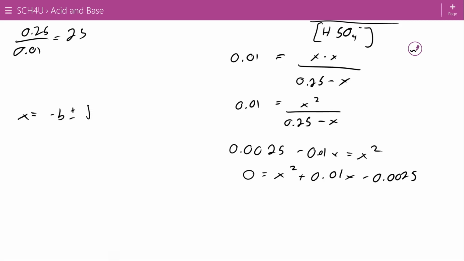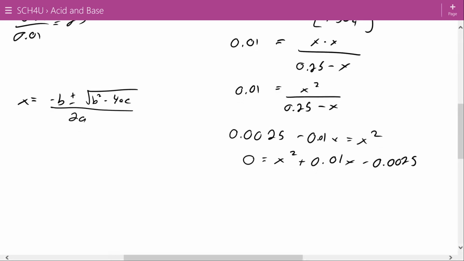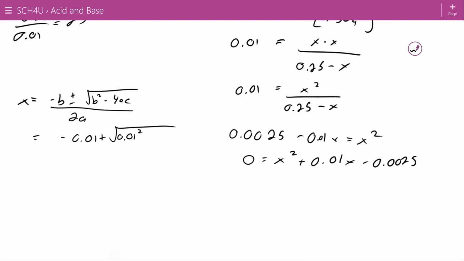Negative b plus or minus the square root of b squared minus 4ac, divided by 2a. A is 1, so that's convenient. So I got negative 0.01. I can't have this result as a negative, so I'm only going to worry about the positive root. 0.01 squared minus 4 times my c, which is going to be negative 0.0025, divided by 2, and I'm just going to punch this out. And I get x equals 0.0405.